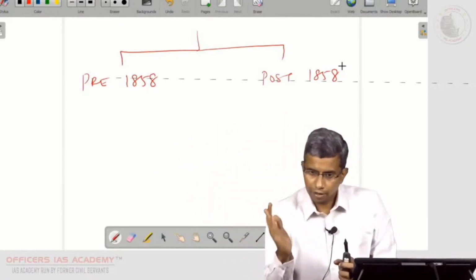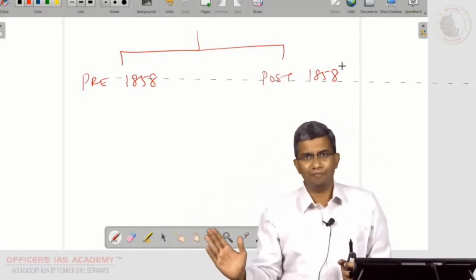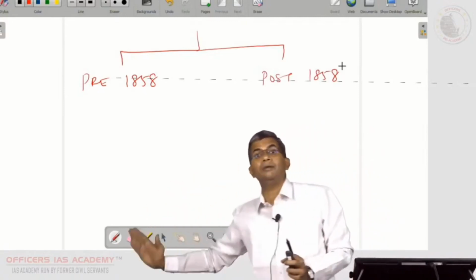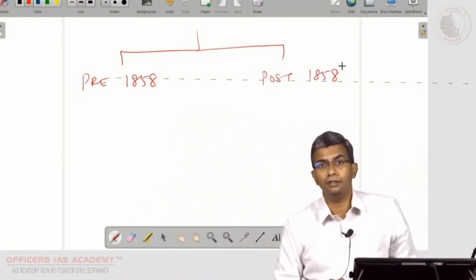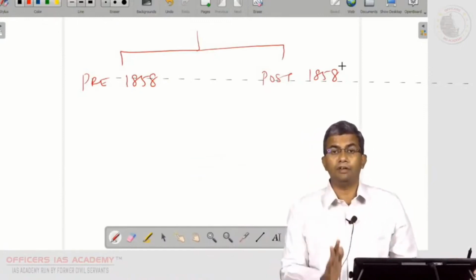So the administration was brought under the Crown, which means it was brought under the British government. You should be clear about that. From 1858, it was directly brought under the British government. The company ceased to exist. So that is the significance of pre-1858 and post-1858.